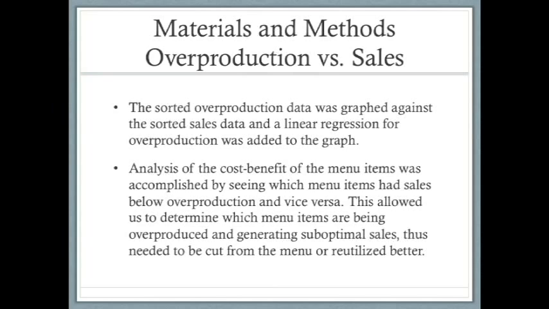Next, we graphed overproduction versus sales, and also a linear regression for overproduction was added to the graph. Analysis of the cost benefit of the menu items was accomplished by seeing which menu items had sales below overproduction and vice versa. This allowed us to determine which menu items are being overproduced and generating suboptimal sales. And then we knew that they needed to be cut from the menu or reutilized better.